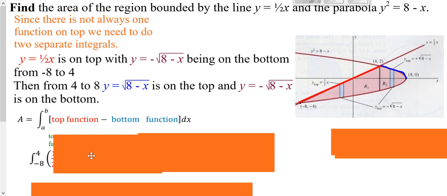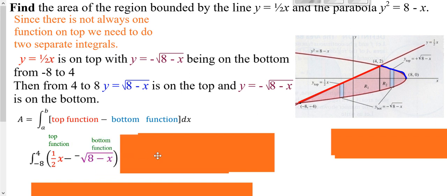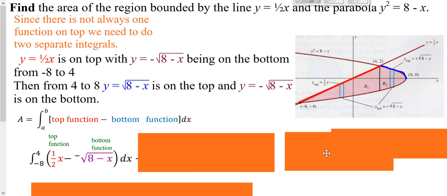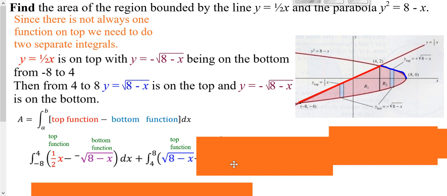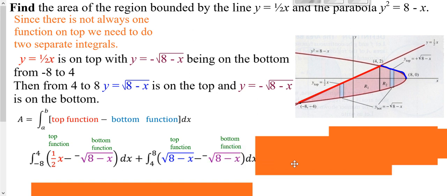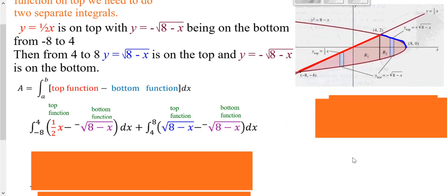So we'd go from -8 to 4, the top function, which is our diagonal line, minus our bottom function, which is our negative root of our parabola. And then you'd have to add in your other one, which starts at 4, goes all the way to 8. Your top half of your parabola, your top part, minus the bottom part, which is the negative root.